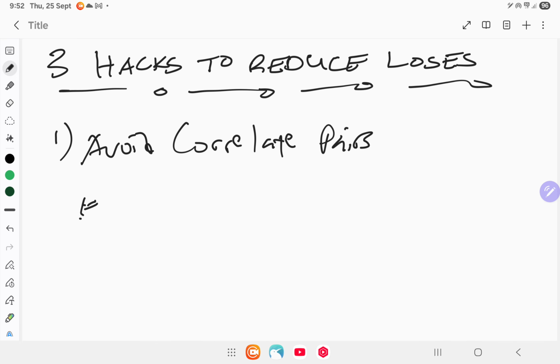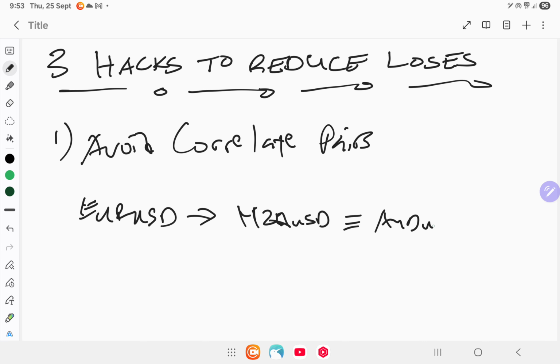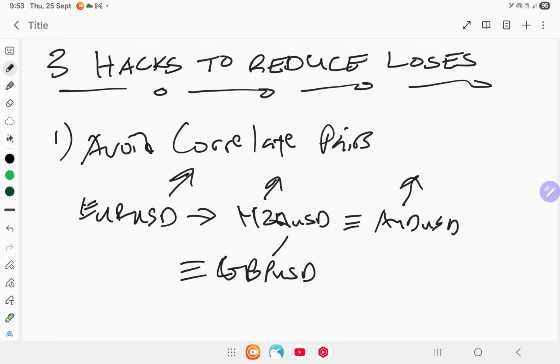For instance, we have Euro USD and a currency like, let's say, NZD USD, or let's even say AUD USD, or even GBP USD. Now, these currencies have a similar direction in differing percentages of correlation. Some are 80% related to each other, some are like 70%, some are like 60% correlated. This means that if Euro USD is going up, NZD USD is most likely going up, AUD USD is most likely going up, and GBP USD is most likely also going up.